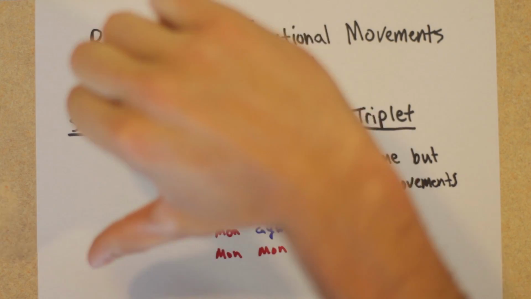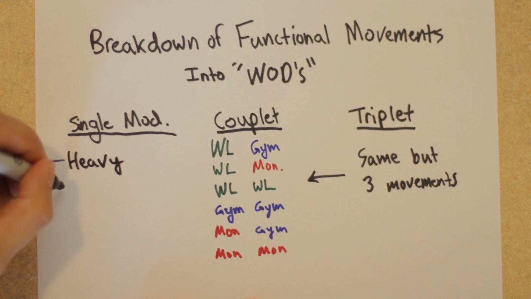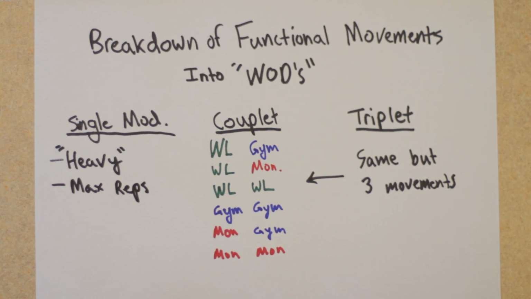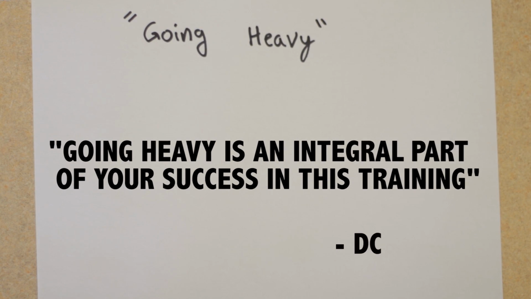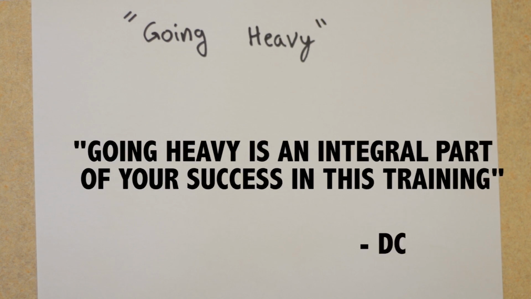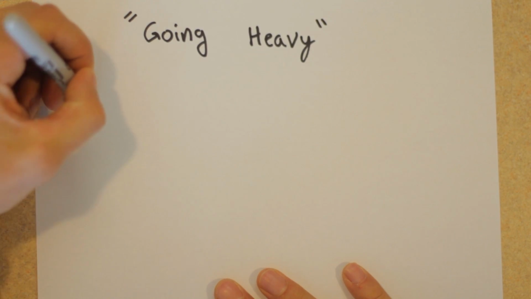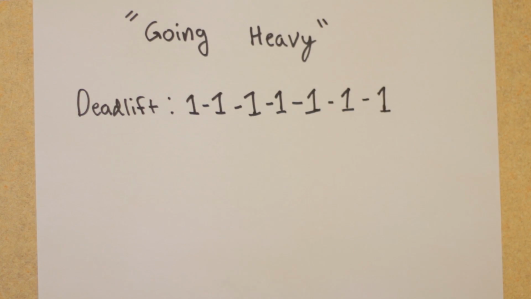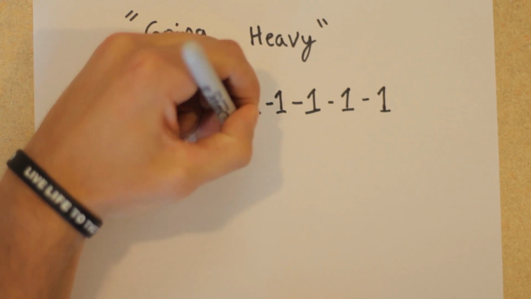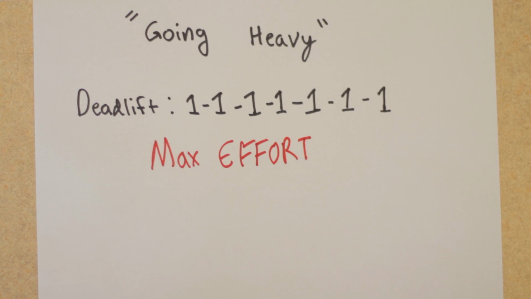The way that these single modalities can be broken up is into either heavy or maximum repetitions. Then he talks about what it means to go heavy. He says, going heavy is an integral part of your success in this training. So he gives an example of a day where you go heavy. In the example, he talks about 7 singles of deadlift. He then alludes to essentially maxing out your deadlift, at least building your weight until you reach a maximum set.